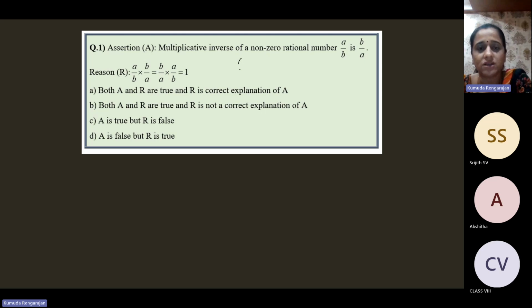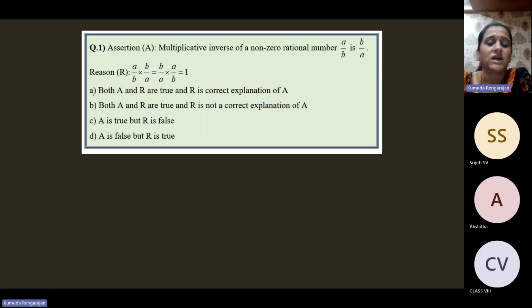0 is a rational number. What is the reciprocal of 0? 0 is 0 by 1. So what's the reciprocal of 0 by 1? 1 by 0. This is not defined. So 0 is a rational number which does not have a reciprocal or a multiplicative inverse. So what the statement here says is about a non-zero rational number, not 0. A rational number, but not 0. So then this is true.